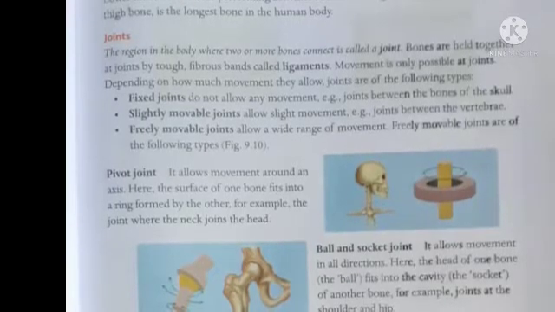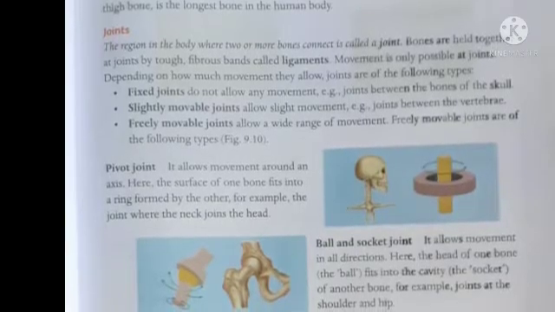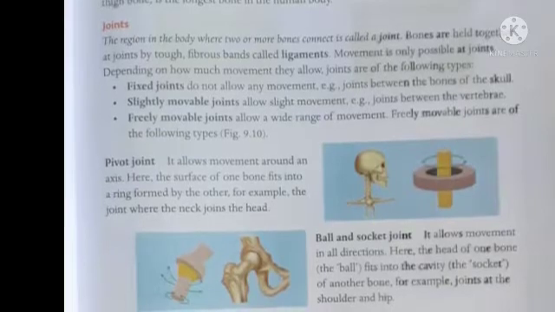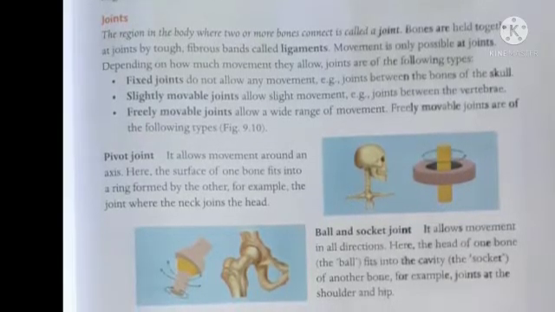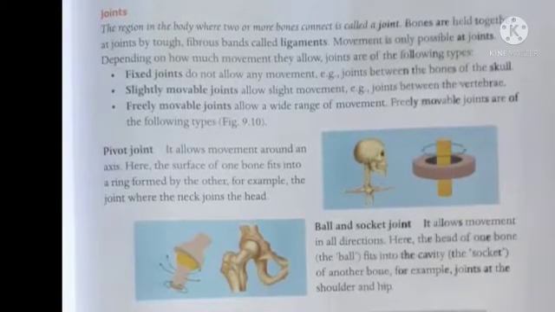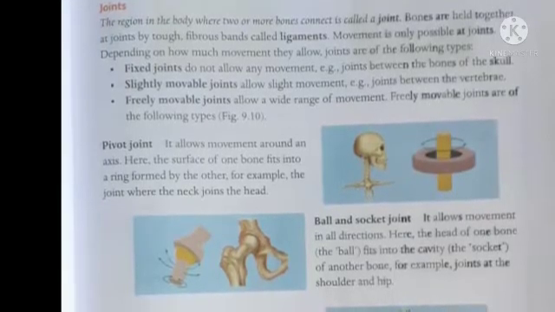Now students, bones are held together at joints by tough fibrous bands called ligaments. Movement is only possible at the joints, as at the joint of our knees and at the joint of our elbows, we can move our body parts at the joints.